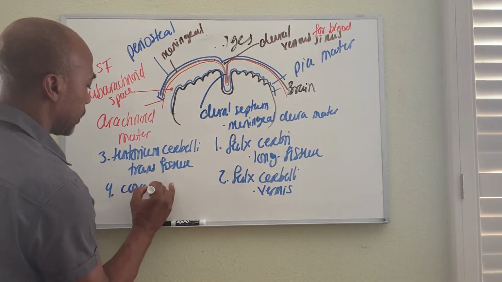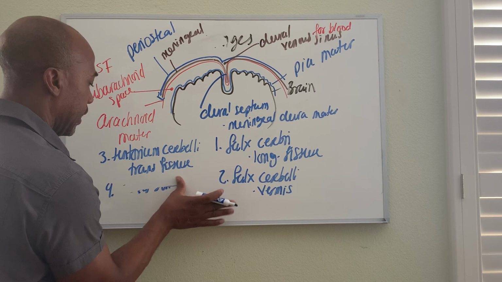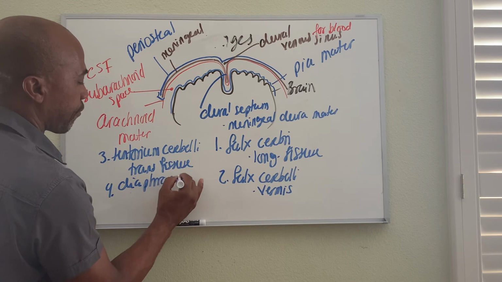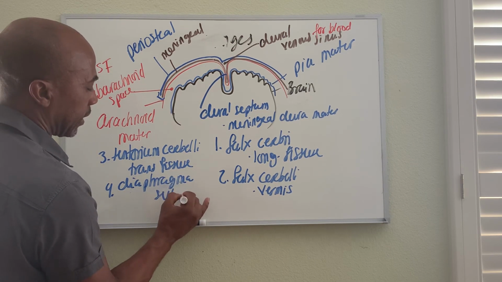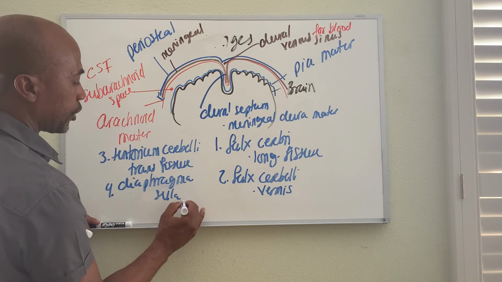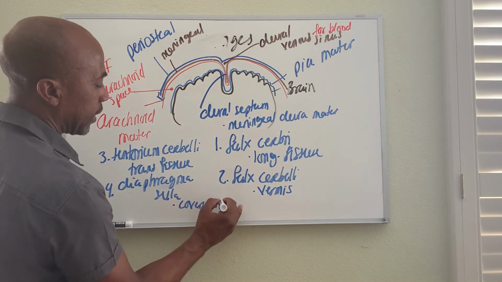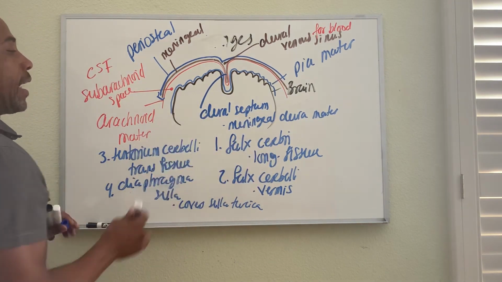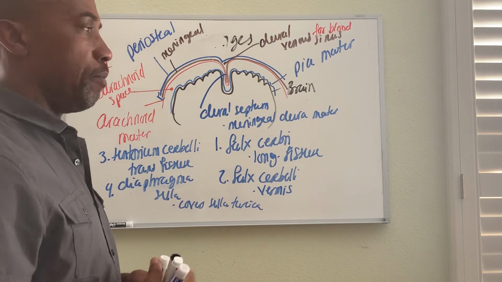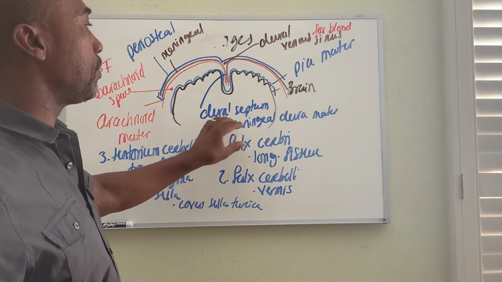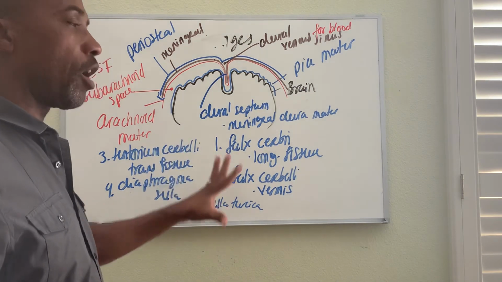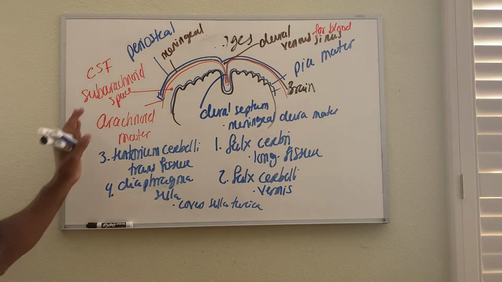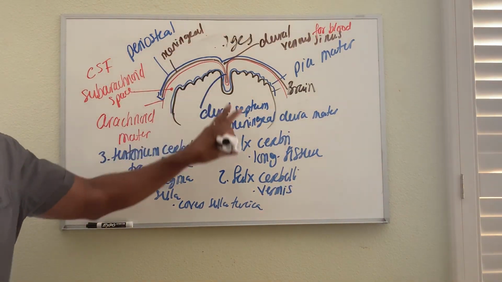It's called your diaphragma sellae, and it covers the sella turcica. So know for me then these four extensions of the meningeal dura mater, what we call your dural septum or septa. Four of them, know where they are and what fissures they fall into. Okay. So that is it for your meninges that cover the brain. We'll pause there.